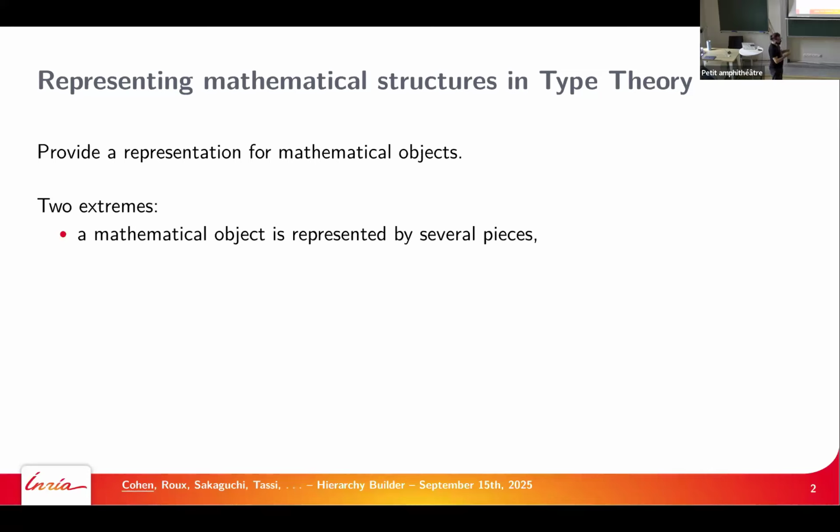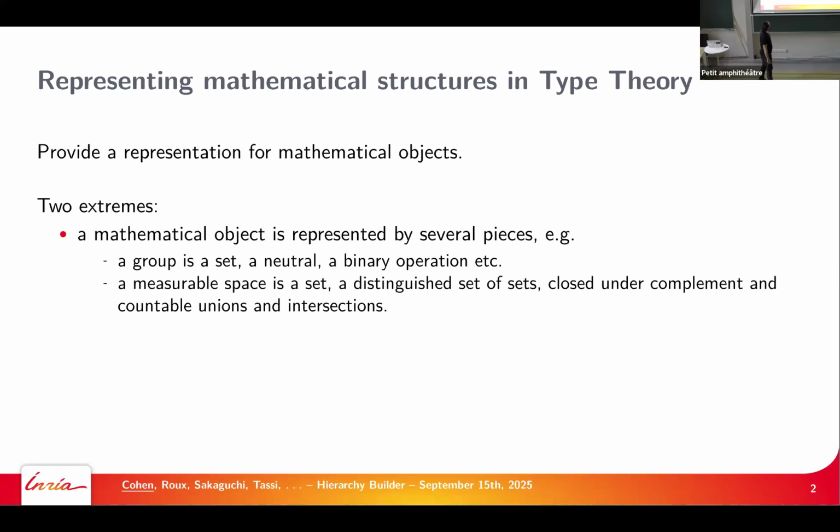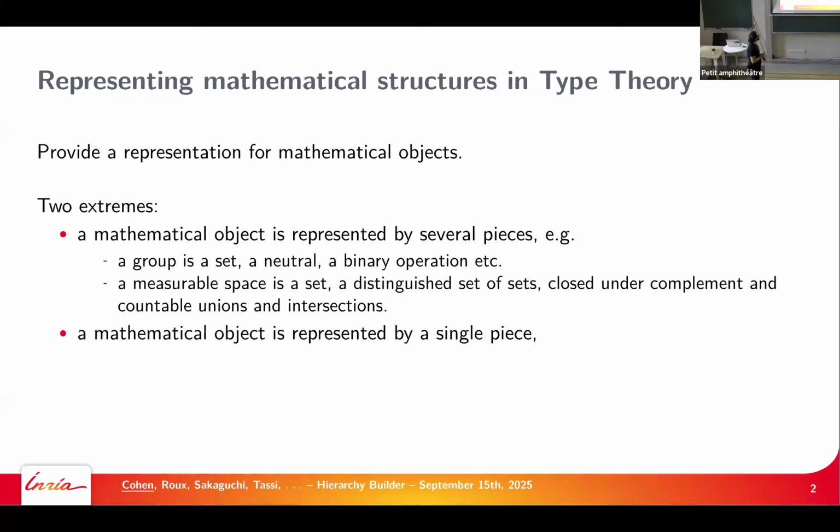As I can see it, there are essentially two extreme ways of representing mathematical objects. They are composed of several pieces. For example, a group is a set with a neutral element and a binary operation. A measurable space, which I will use as another example, is a set with a distinguished set of sets, closed under various operations.